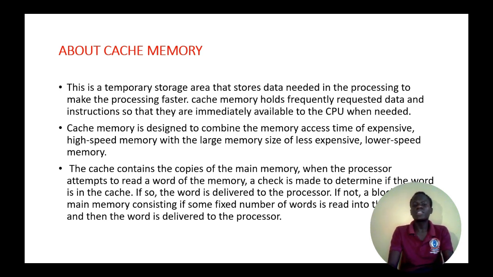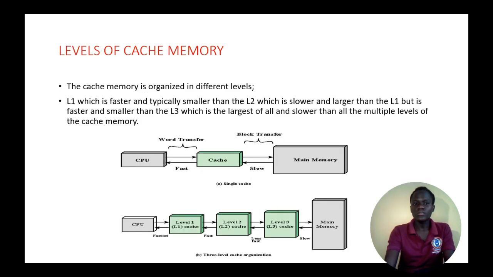Cache memory has levels. We have different levels of cache memory. Like you can see in the diagrams, we have one cache memory, if it is a single one, that connects the CPU to the main memory. Then with different levels, we have level 1, level 2, and level 3. In the 3-level cache organization, as you can see here, level 1 is smaller than level 2, but it is faster. So that's how they vary in their sizes.